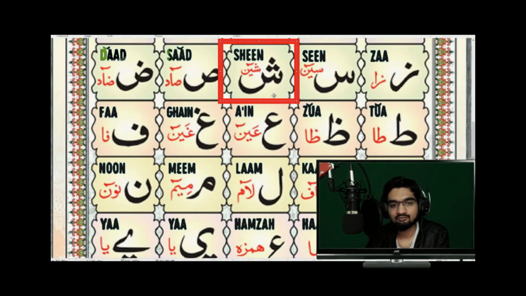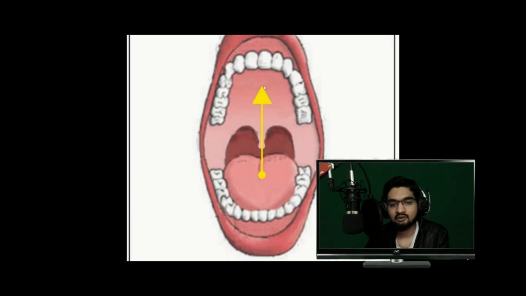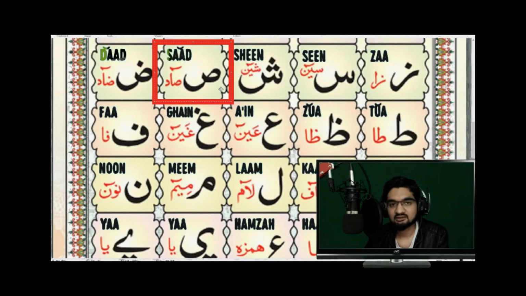Sheen. When Sin has 3 dots, it becomes Sheen. When the middle part of our tongue touches the upper top roof of our mouth, that is how we start to pronounce the sound of Sheen.